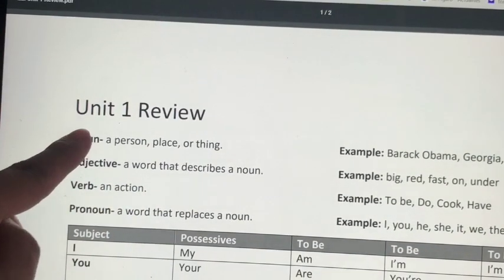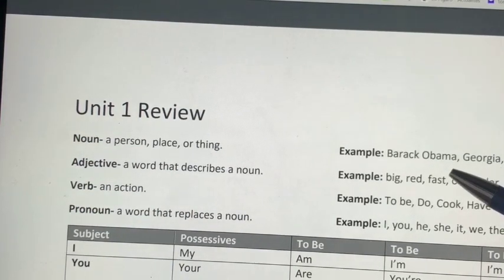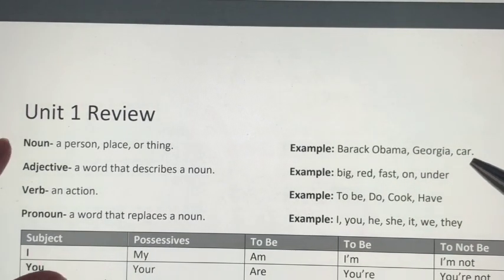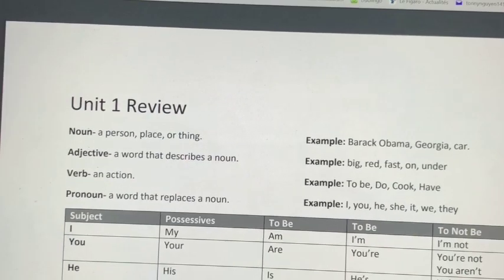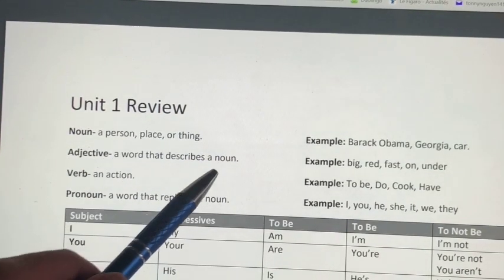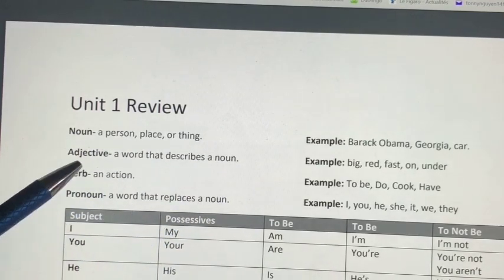A noun is a person, a place, or a thing. For example, a noun can be a person, like Barack Obama. A noun can be a place, like Georgia. Or a noun can be a thing, like a car. Next, we have adjectives. An adjective is a word that describes a noun. An adjective is a word that tells you more about a person, a place, or a thing.